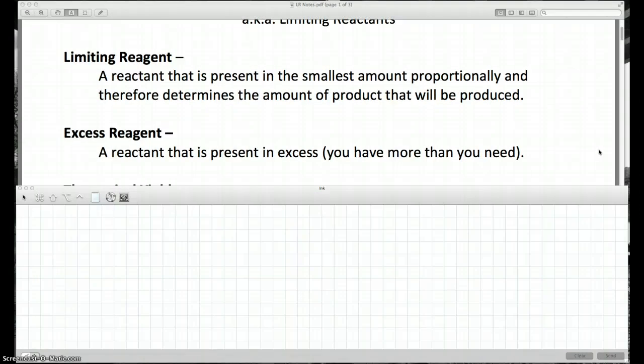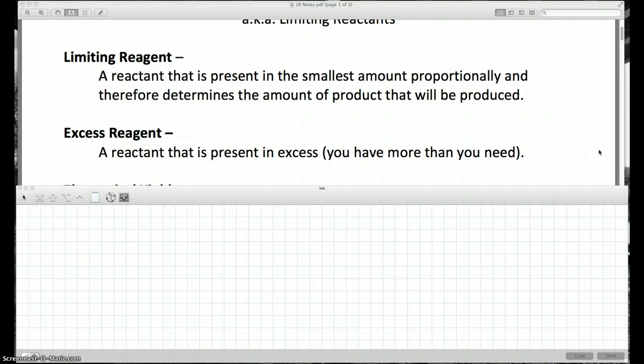Limiting reactant, or limiting reagent, is the reactant that we run out of first. Once we run out of the limiting reagent, the reaction stops. You can't make any more product. That's why we call it limiting. It limits the amount of stuff we can make.